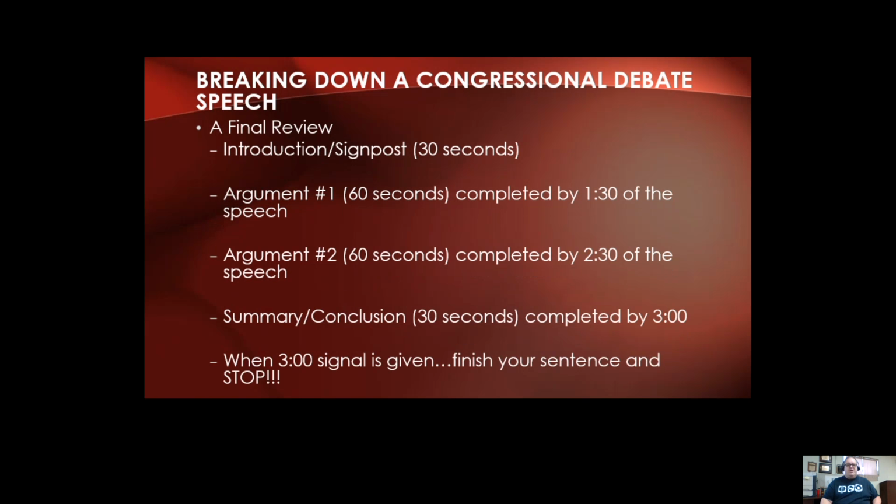One final note. When the 3-minute signal is given, finish the sentence that you're on and stop. While there are grace periods, when everybody in the room is using 3 minutes and 10 seconds consistently, it takes away from your ability to get additional speeches in there. Plus, judges don't like it when you go to 3 minutes and 10 seconds on a consistent basis. 3:02, 3:03, whatever it takes to finish a sentence is okay. You should practice your speech enough to be able to get it completed in 3 minutes. This is the basics of what a congressional speech looks like.